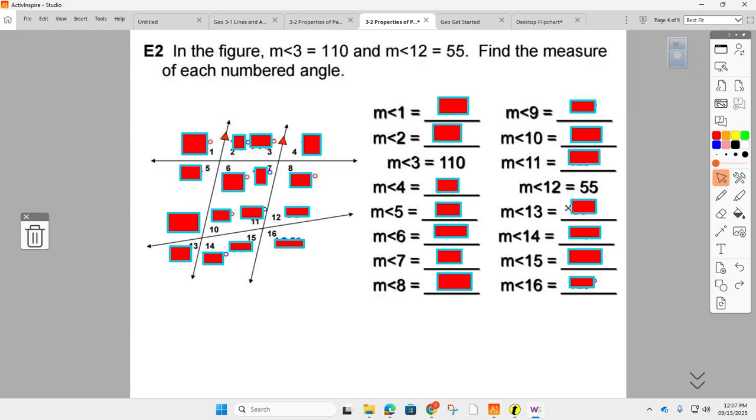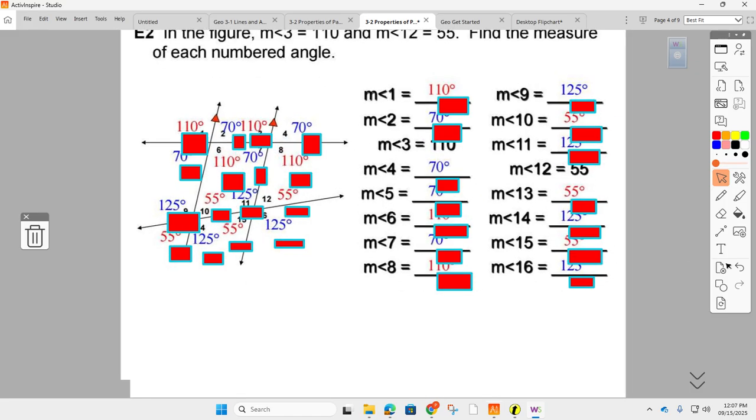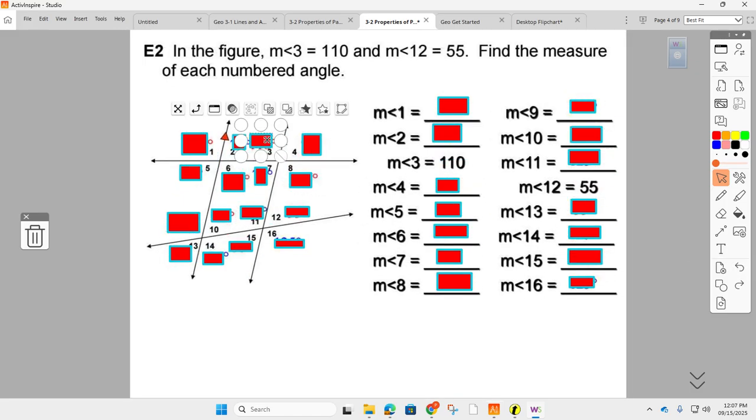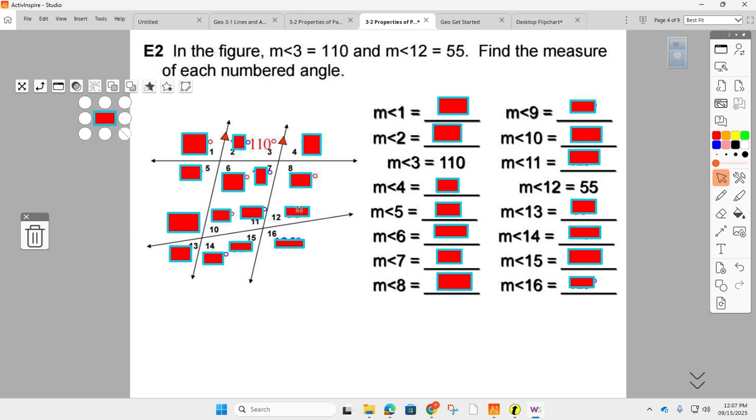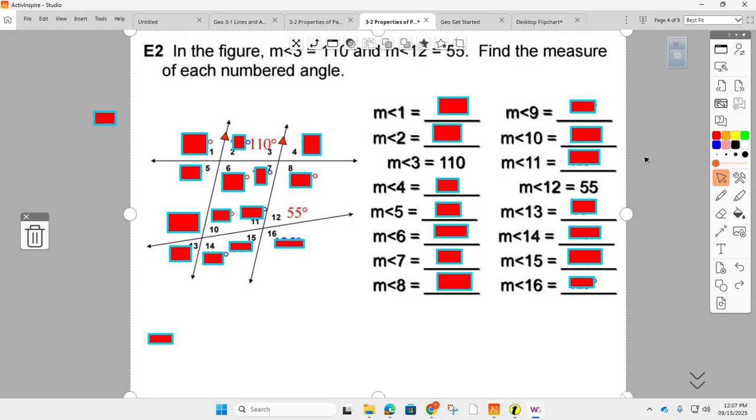So let's go ahead and mark our given, write our given. The measure of angle 3 is 110. And the measure of angle 12 is 55. So using the information we know about angle pairs, we're either going to label angles as 110 degrees because they're congruent, or we're going to label them as 70 degrees because they're supplementary to this angle, right?